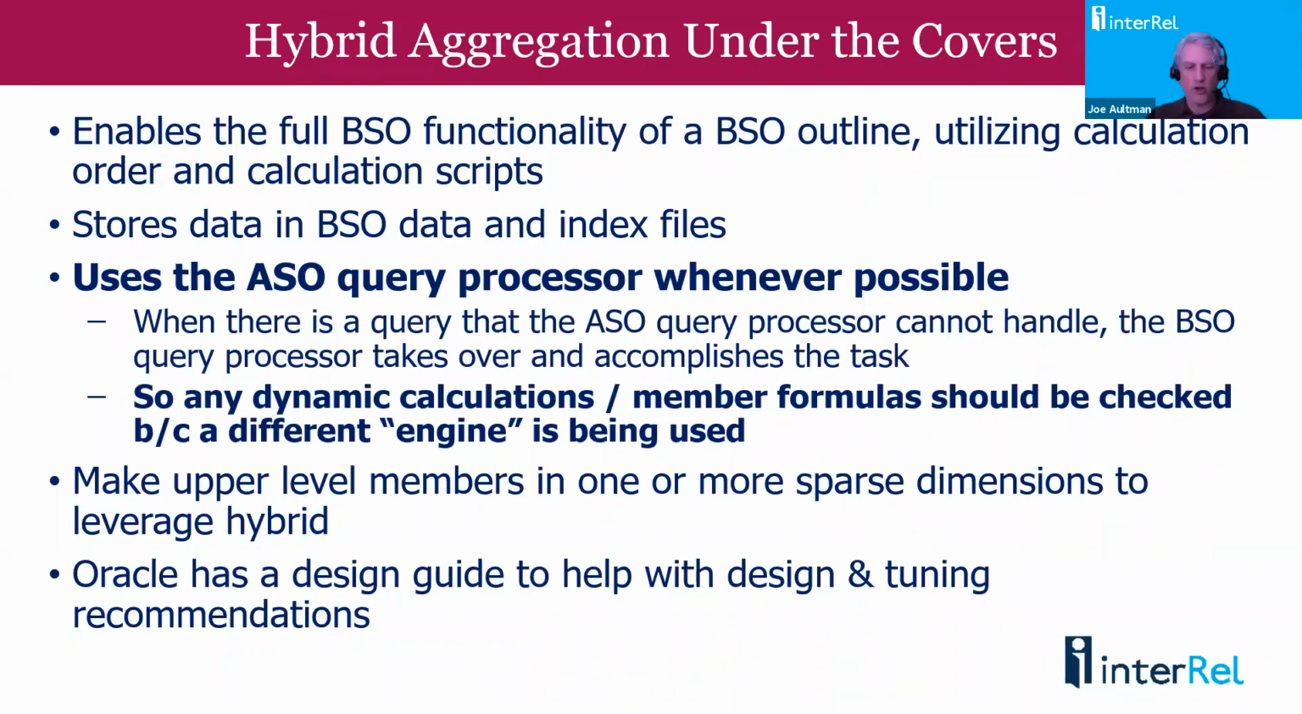So if I take a sparse dimension and the only members I have as stored members are at the very bottom of that hierarchy, and those things up above I'd set as dynamic calc, then it's going to know when I do queries at the higher level of that hierarchy to go and turn on that ASO aggregation engine and roll that stuff up really fast and get me those results like I'm used to from an ASO type cube.